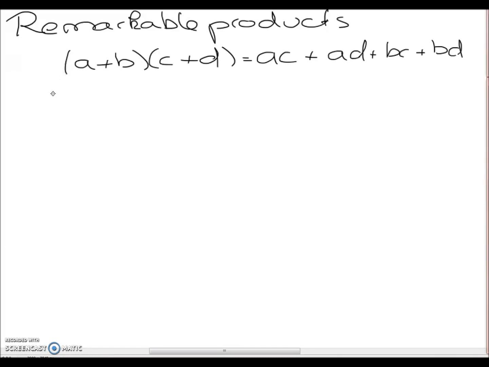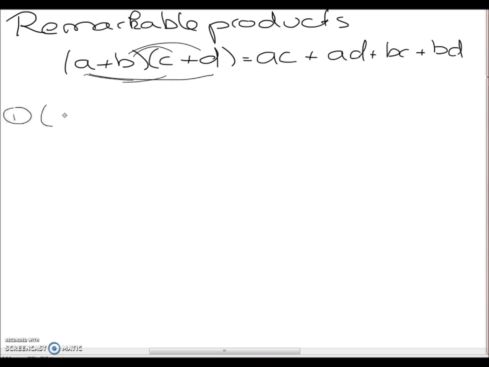This video is about the remarkable products, how to recognize them and how to use them. Let's look at the rule of multiplying out brackets. (A plus B) times (C plus D) gives AC, A times C, plus A times D plus B times C plus B times D. We can use this to deduce the three remarkable products.